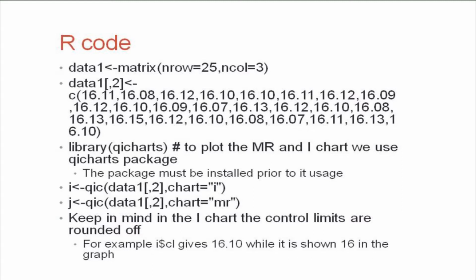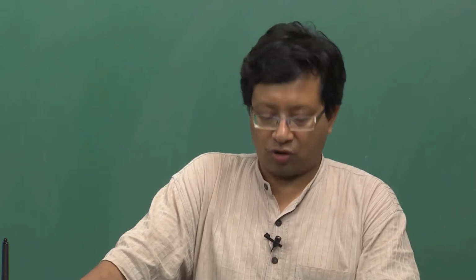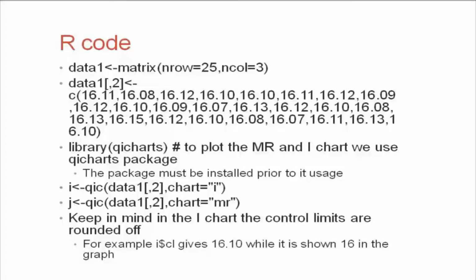The moving range is calculated by finding the mod of the difference. If I concentrate on the first two readings, it will be 16.11 minus 16.008, taking the mod, and for the last value it will be 16.13 minus 16.10. Again you find the mod of the weights. When you draw the charts, you find the average, the upper control limit and the lower control limit, and based on that you give your judgment whether it is normal or not.